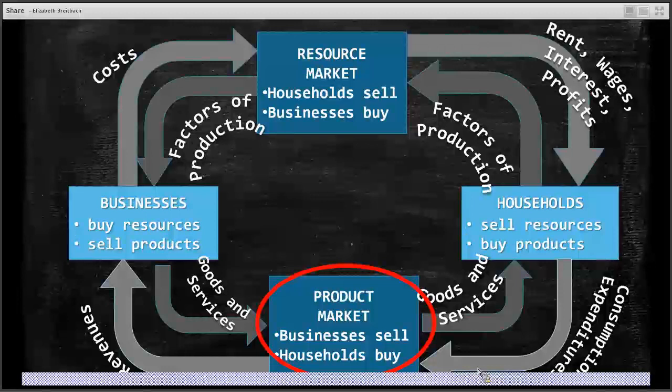So to start off, we know that households are going to be the demanders. They're the ones that want to purchase those items in the product market. And so we're starting off on the demand side. And in the next set of lectures, in lecture 3 and 4, we're going to be talking about the supply side, and we're going to be talking about the businesses that produce those products and bring them to the goods and service market in terms of supply.